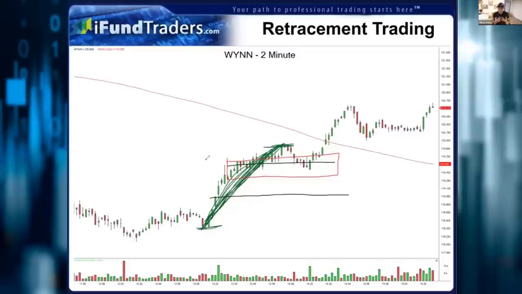Or is this pullback a sign that this stock is in trouble, that the profit taking and the selling is crushing it? Well, if the pullback starts to turn somewhere inside of our sweet spot, we want to buy that turn. Now, we can be more specific and say, once the green starts removing red right in the sweet spot, I'm buying that. So what do I mean by that?